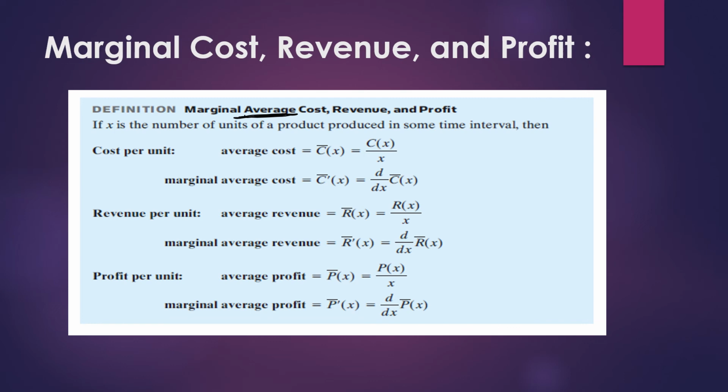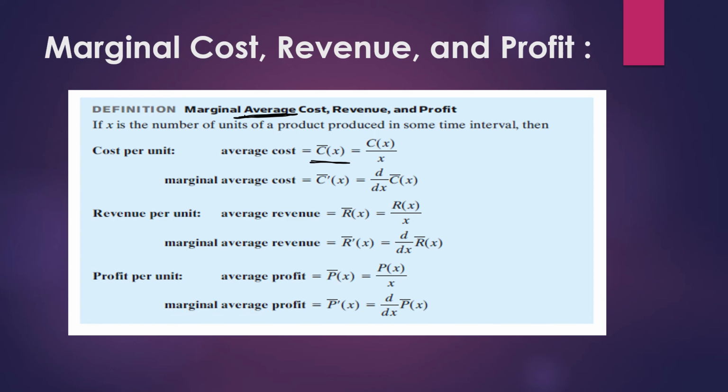So to find average cost, they call it C bar. They just put a bar above the C. All you do is divide by X. Divide by the number of units you're producing. So to find average cost, it's your total cost divided by X. And then to find the marginal average cost, you take its derivative. For revenue, same thing. If we want to find average revenue, it's R of X over X. And to find the marginal average revenue, you just take the derivative. And profit, same thing. If you know what your profit is, divide by X, that's your average profit. To find the marginal average profit, take its derivative.